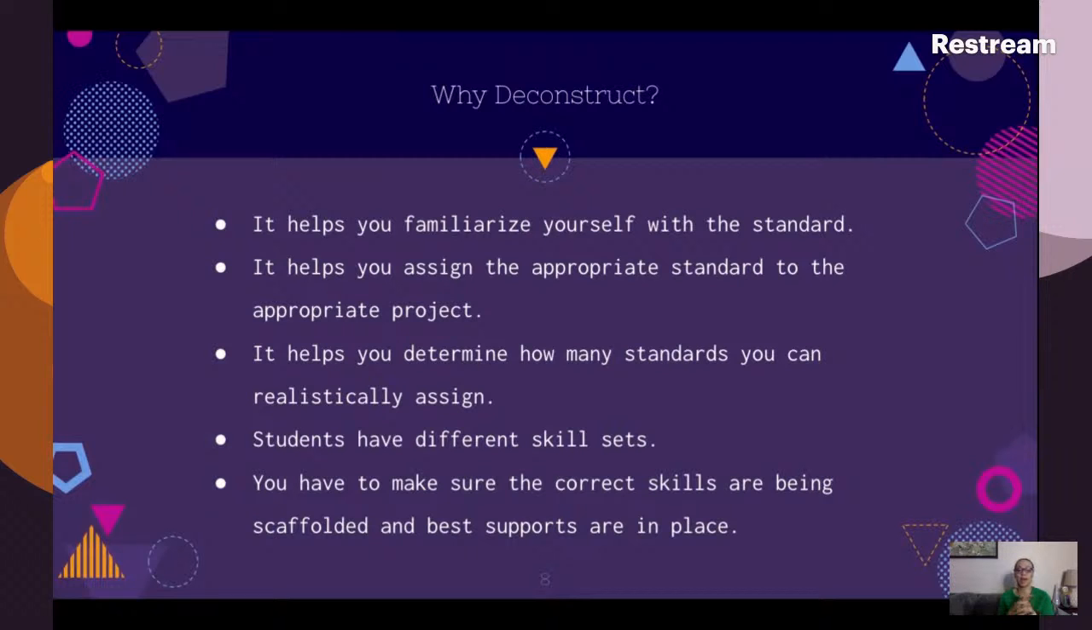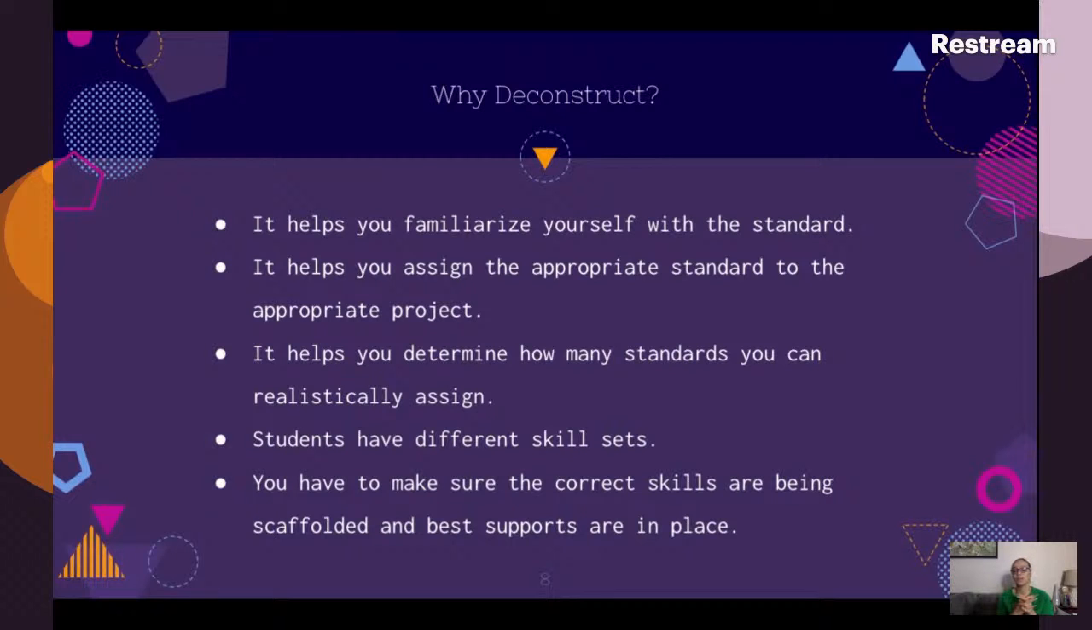It also helps you determine how many standards you can realistically cover. And we've all been guilty of this. If you're a teacher submitting a lesson plan or a unit plan, and you say that you're going to cover 30 standards, but realistically you can probably only really cover one really well. So you don't want to overdo the standards. You want to make sure you're really covering the skills that kids need to learn well.